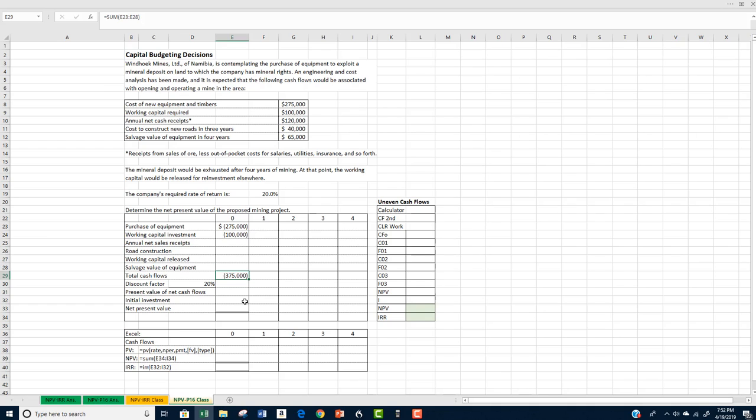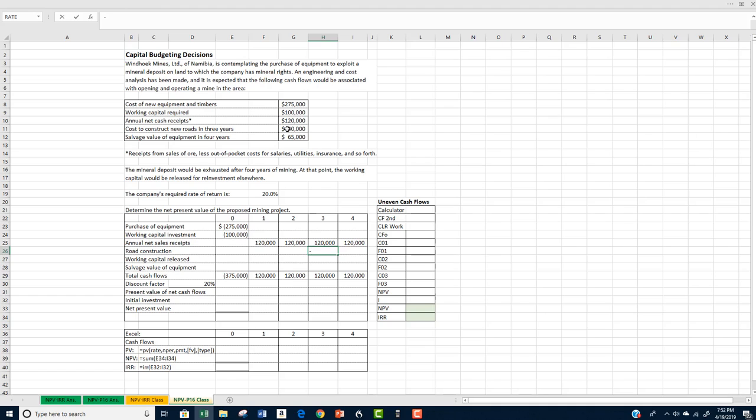The annual net cash receipts total $120,000 and represent the increased sales revenue minus the expenses paid for salaries, utilities, insurance, and other expenses. The $120,000 each year is a cash inflow. During year 3, there is an additional cash outflow of $40,000 for new road construction, resulting in a total cash inflow of $80,000 for year 3.